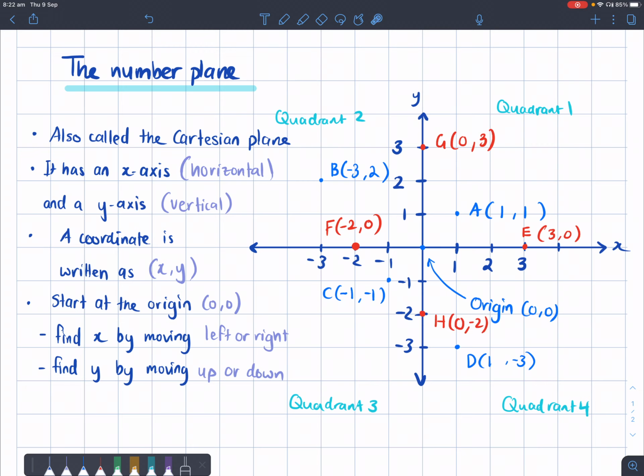Okay? So what can we see about these two coordinates here that are on the x-axis? They both contain y equal to 0. Okay, that's a feature of that. Whereas on the y-axis, if you look at both of these, okay, any coordinates on the y-axis will contain x values that are 0 because you didn't move left or right. Okay.